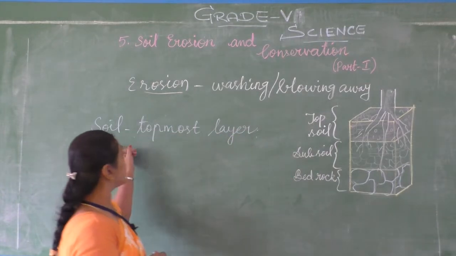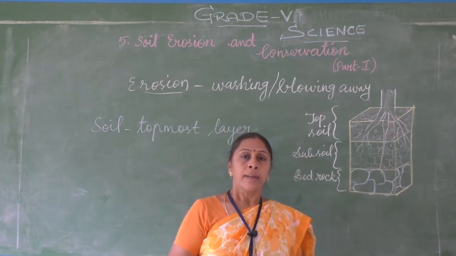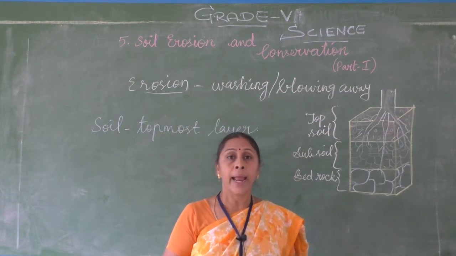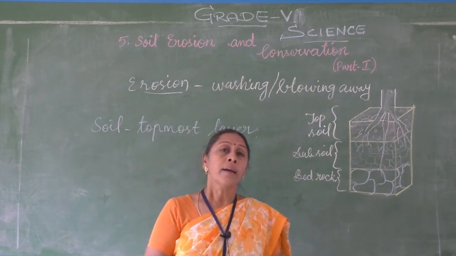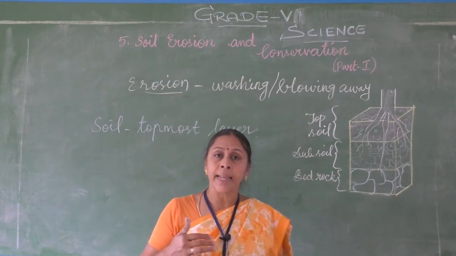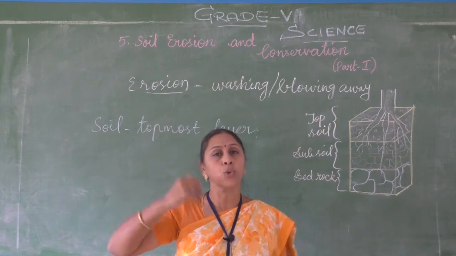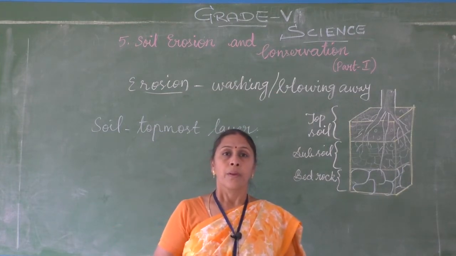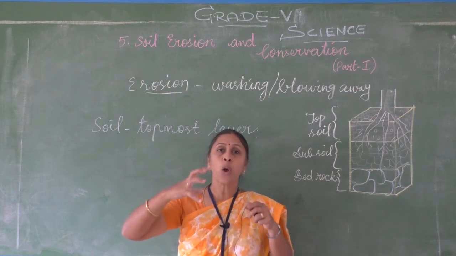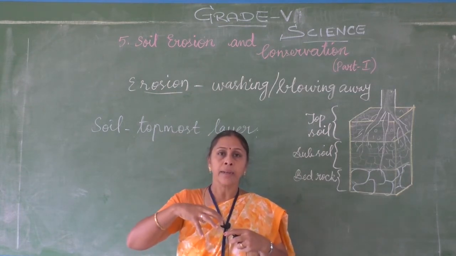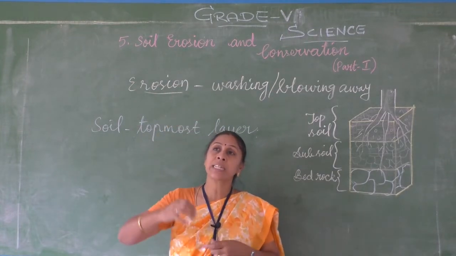So soil is the topmost layer, and this soil helps the plants to grow. It contains the nutrients that the plants need to grow. It also holds the plant. Holds means it catches the plant and helps it to stand erect.